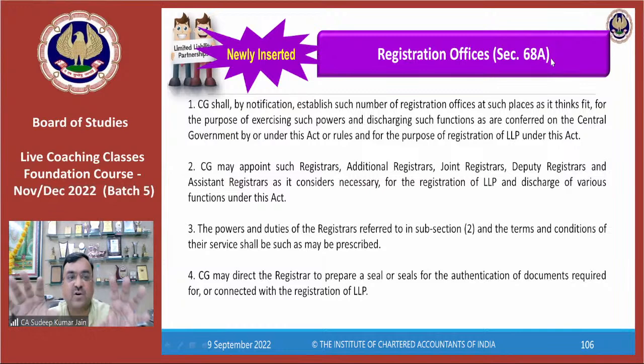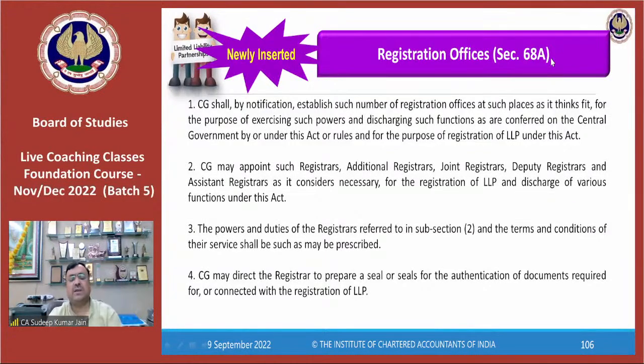The simplified meaning of this subsection 1 is the Central Government may establish the number of registrar of companies registration offices for the registration of LLP. And the Central Government may appoint such registrar, additional registrar, joint registrar, deputy registrar and assistant registrar as it considers necessary for the registration of LLP and discharge of various functions of this Act. And the powers and duties of the registrar referred in subsection 2, and the terms and conditions of service shall be such as may be prescribed, and the Central Government may direct the registrar to prepare a seal or seals for the authentication of documents required for or connected with the registration of LLP.